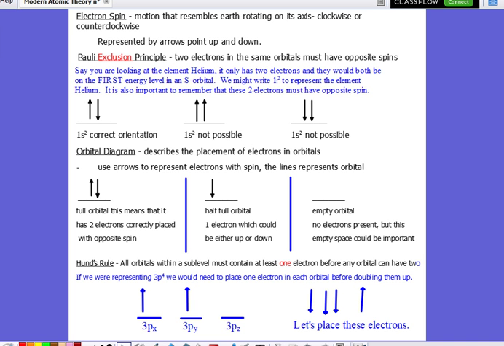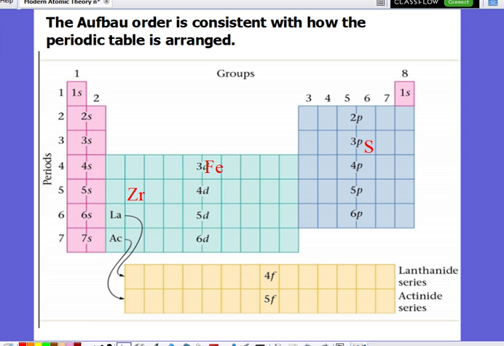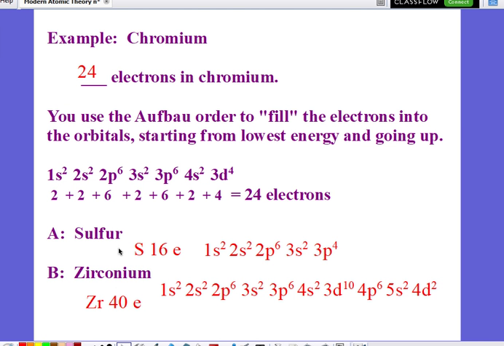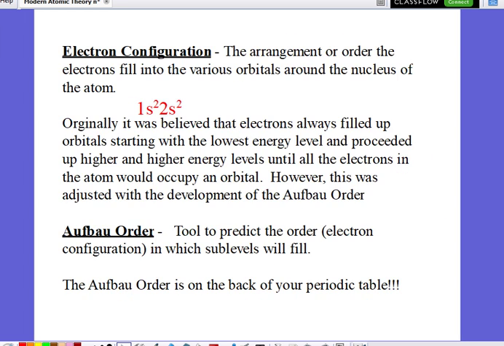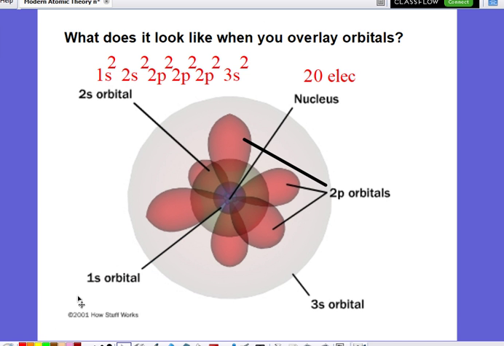2 electrons. Oh wait, 3p4. Which element is this? Let me see. Yeah, sulfur: 1s2, 2s2, 2p6, 3s2, 3p4. So what are those 4 electrons doing? Let's spread this out. Remember, there's spaces, and those electrons are going to spread out in those spaces.